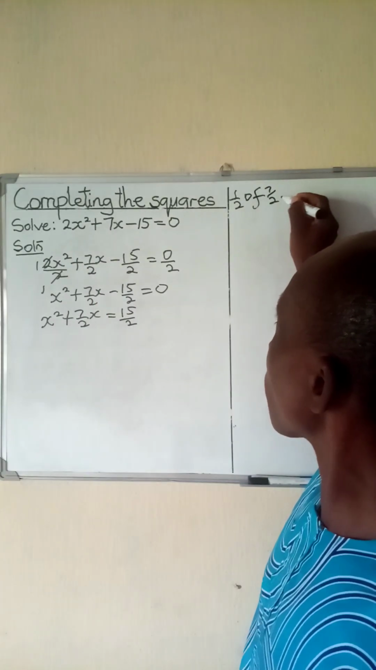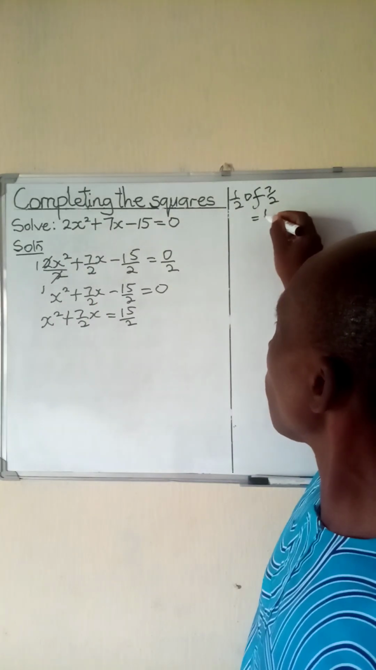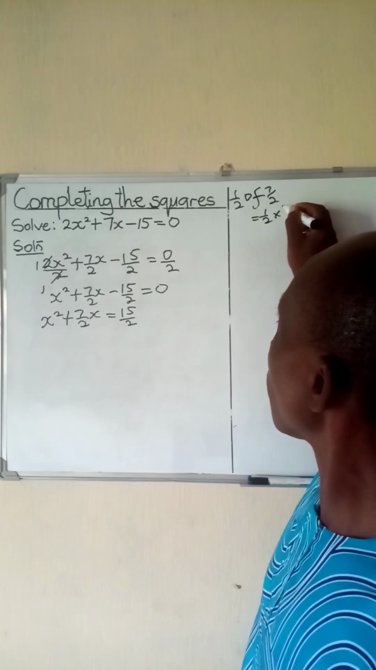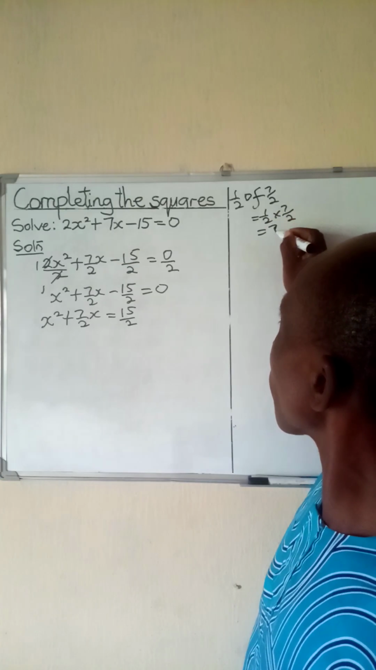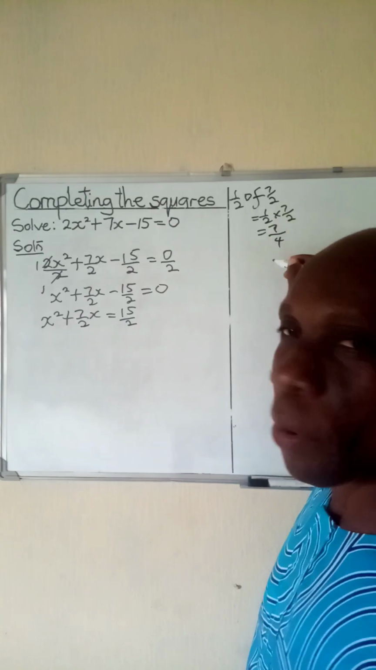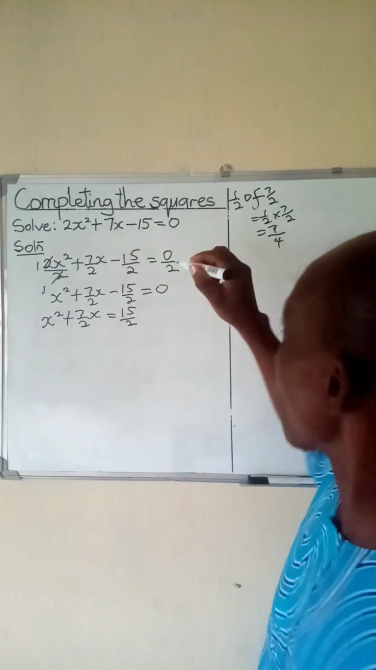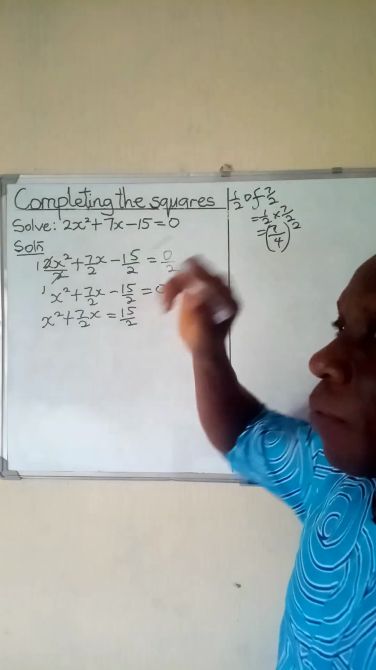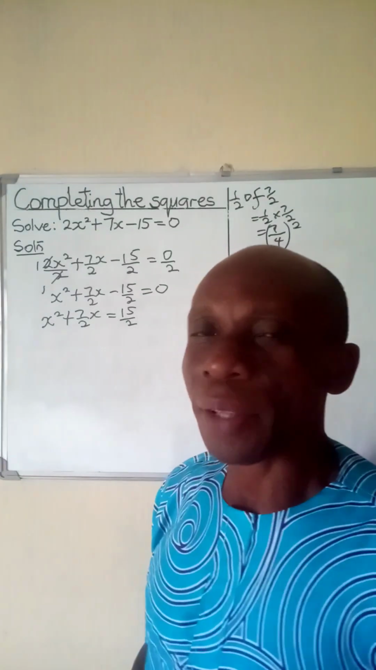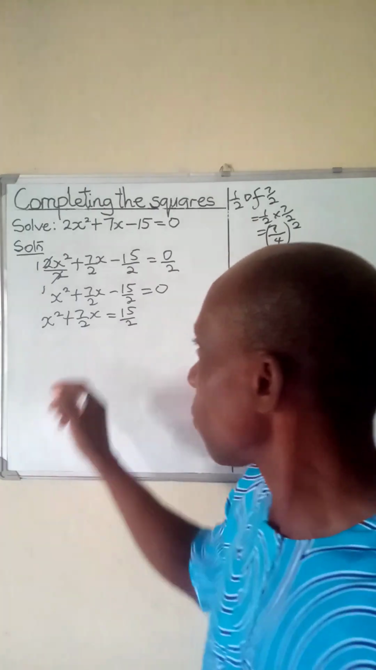So what would half of 7 over 2 be? That would simply be 1 over 2 times 7 over 2. 7 times 1 is 7, 2 times 2 is 4. That's the result. So half of 7 over 2 will give us 7 over 4. And then we square that. First and foremost, take half of the coefficient of x, square your result, add it to both sides.